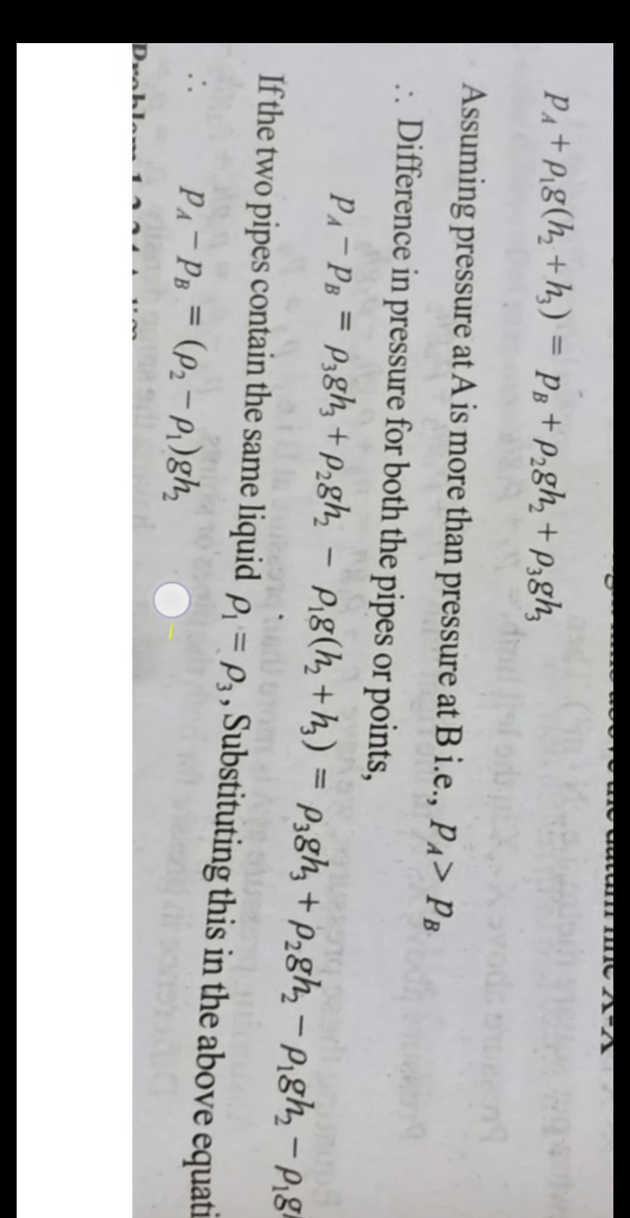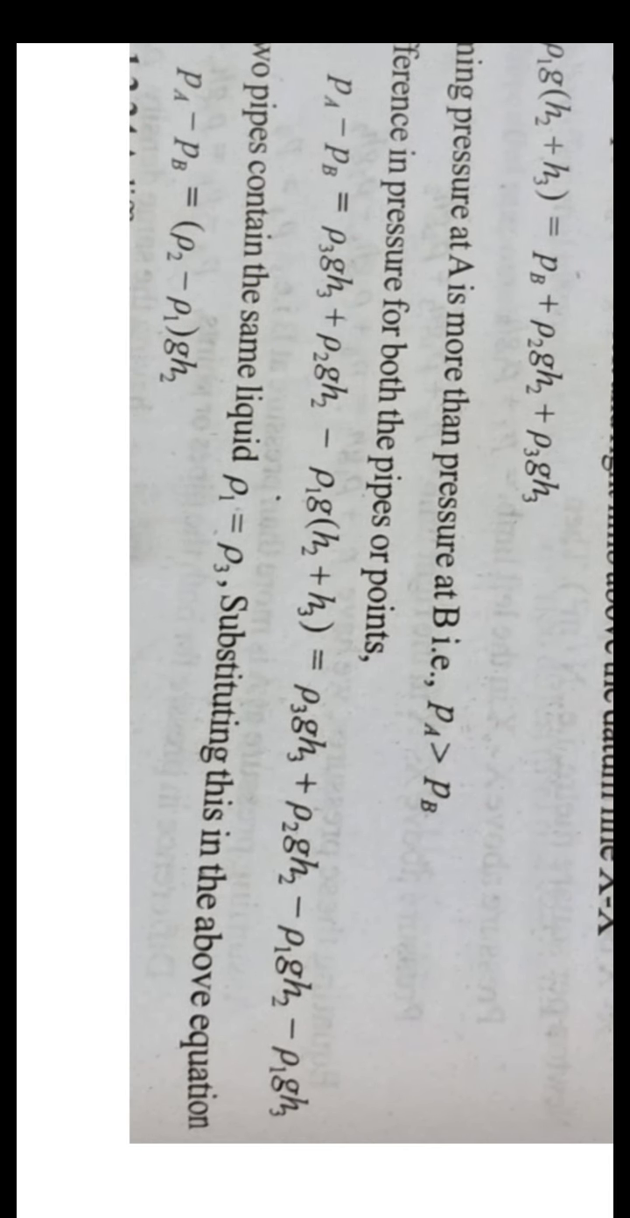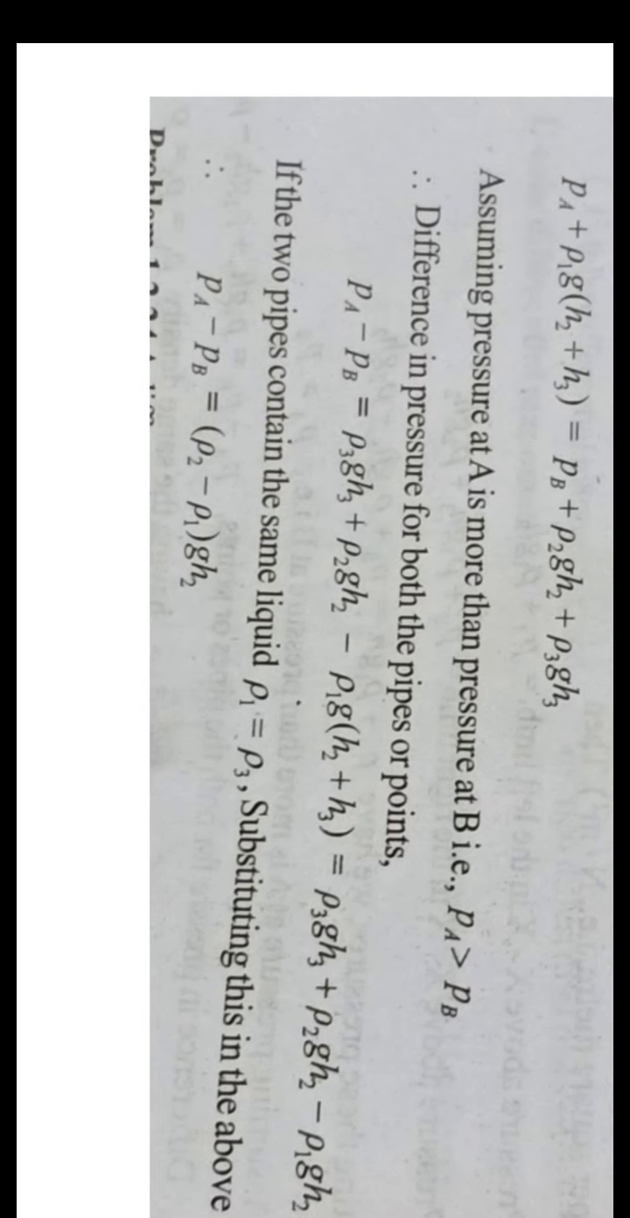If the two pipes contain the same liquid, then naturally rho 1 is equal to rho 3 is equal to rho. Substituting this in the above equation, PA minus PB is equal to (rho 2 minus rho 1) into GH2. The rho 2 minus rho 1 is in the bracket and GH2 comes outside, because rho 1 is equal to rho 3, so the first term and the last term cancel. We get the balance as (rho 2 minus rho 1) into GH2. This is the final equation for finding the difference of pressure between two liquids flowing through two pipes at the same level.